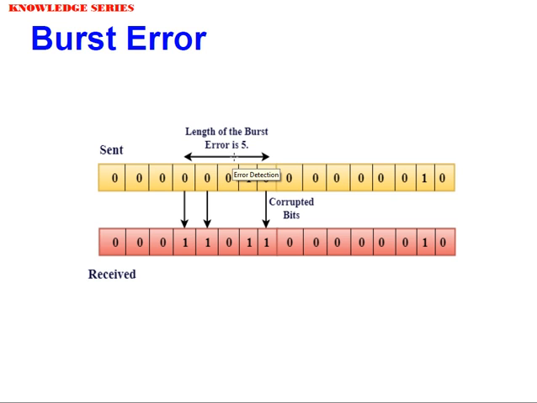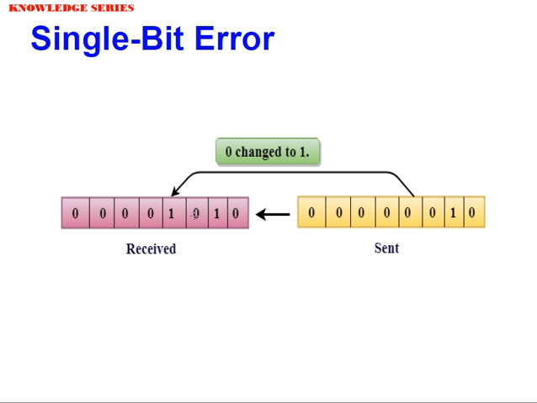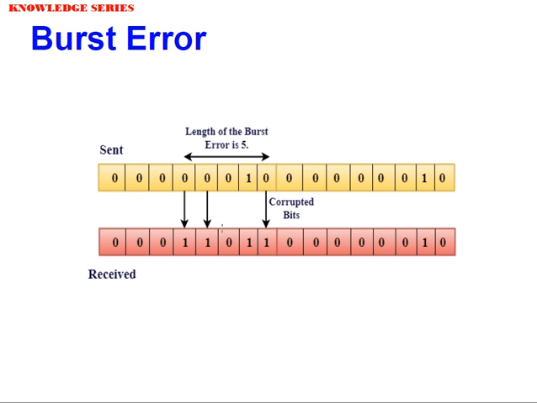The length of the burst error is 5. So the duration of the noise in a burst error is more than the duration of a single bit. In this case, the duration is a single bit change, but here, in the burst error, if the length is more, then it will consume more time. That's why the duration of the noise in this case is more.